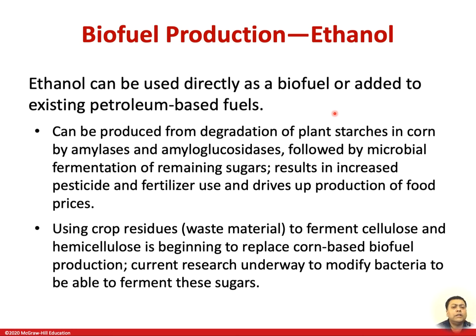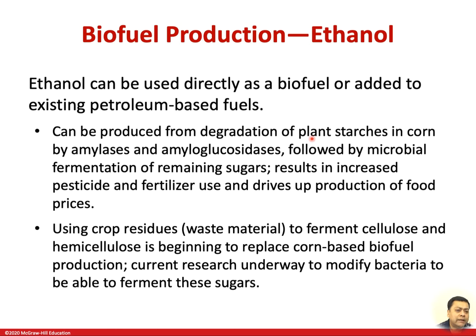Now, let's take a look at how we produce this ethanol and what the challenges are. Ethanol can be produced from the degradation of plant starches in corn. Corn is a source which contains amylases and amyloglucosidases. This is followed by microbial fermentation of the sugars. But there are some limitations. As you grow corn, you also increase pesticide and fertilizer use, and it drives up food prices as well, because corn is a food product as well.